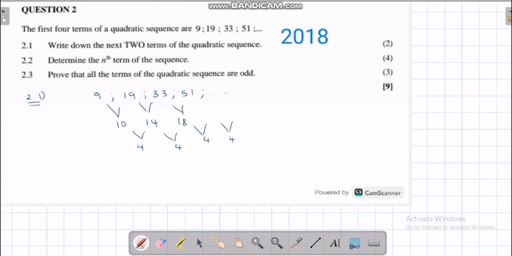So 4 plus 18 is what? 22. Then 22 plus 51 is 73. So the next term is 73.